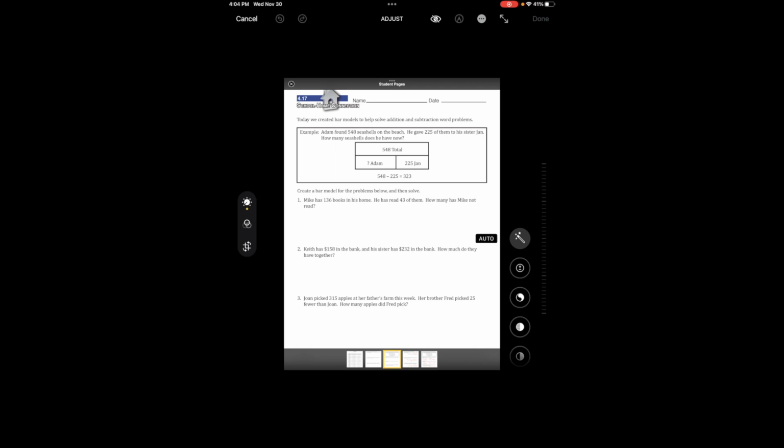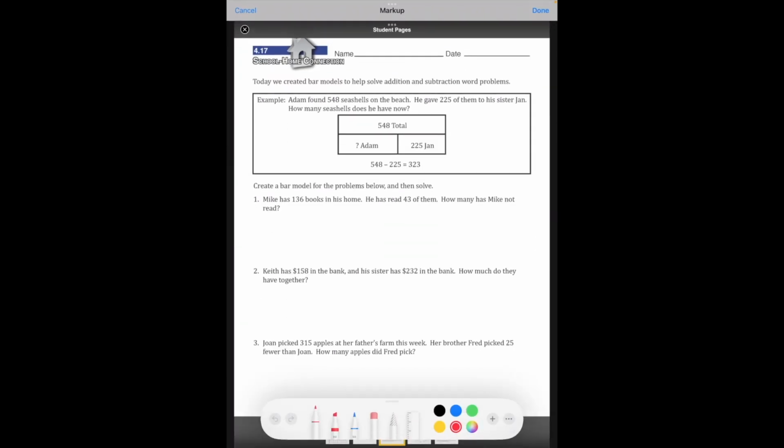Let's see how Theo did this one. All right, Mike has, I'm going to go ahead and start drawing. I'm going to draw my square. I know it's going to be something like this. All right, so highlighter again. Mike has 136 books in the home. He has read 43 of them. How many has Mike not read?